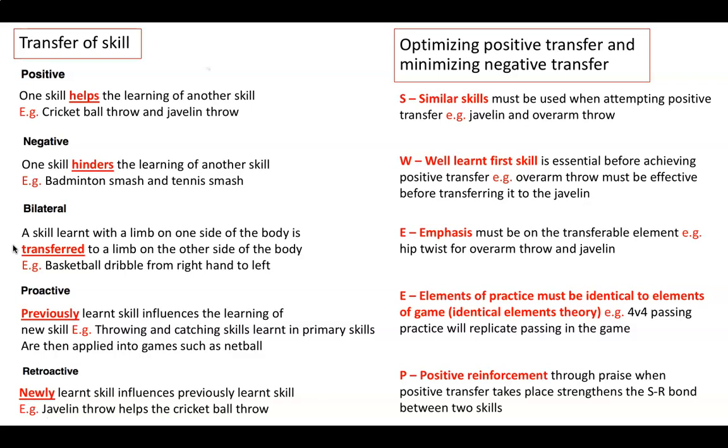So please make sure you have got Cornell notes on positive, negative, bilateral, proactive and retroactive transfer of skills. And we are also familiar with optimizing positive transfer and minimizing negative transfer. Please have questions for every single one of them, and I'll see you in lesson.